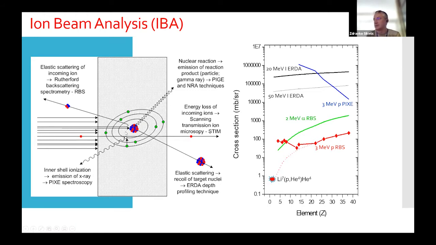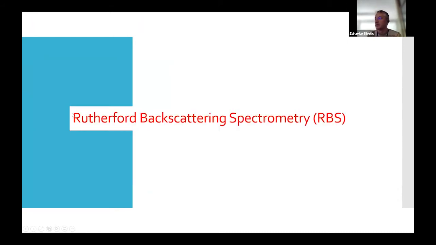It's similar to Rutherford backscattering, but in this case, you detect the atoms which are ejected from the sample. In order to do that, we need to use a heavier ion beam as the primary ion beam to eject everything inside the sample. But first we will concentrate on this part. This is Rutherford backscattering.